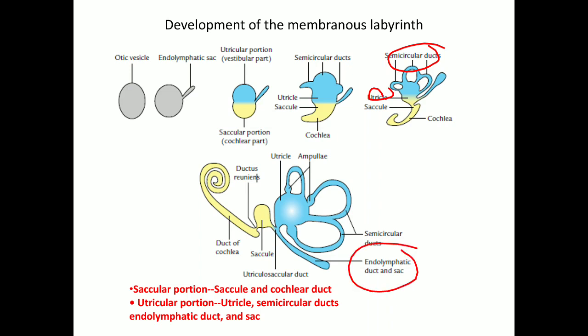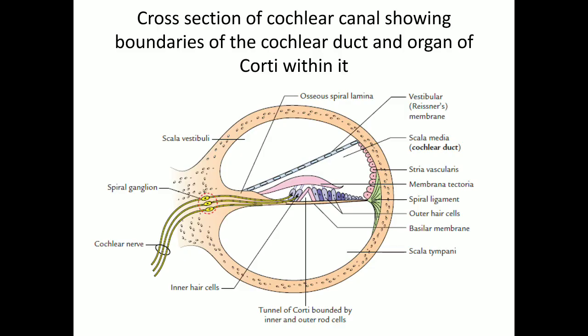They are formed by the utricular portion. So initially the otic vesicle is formed, then the endolymphatic sac is formed from it. This otic vesicle divides into 2 parts, the upper utricular part and the lower saccular part. The utricular part will form the utricle, semicircular duct, endolymphatic duct and sac, and the lower yellow part, the saccular part, will form the saccule and the cochlear duct. So this was about the development of the ear.